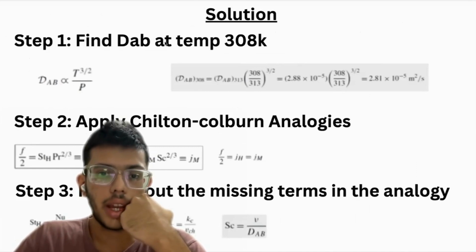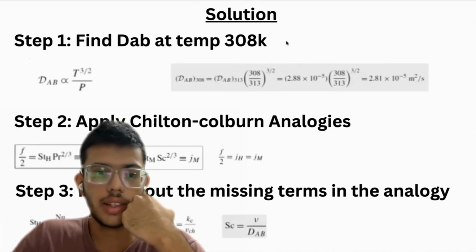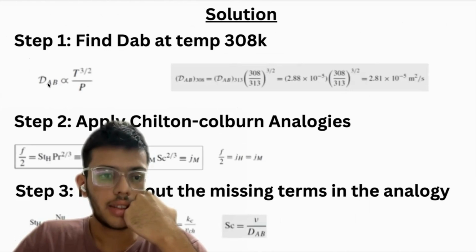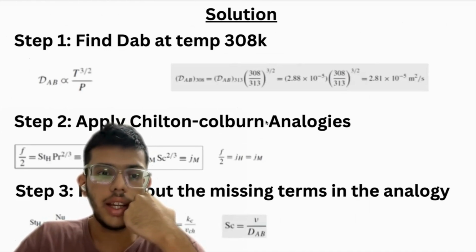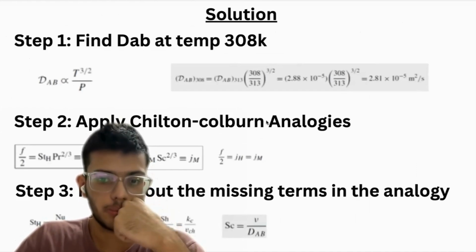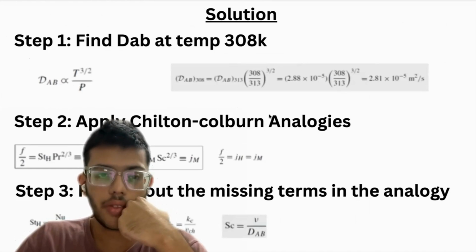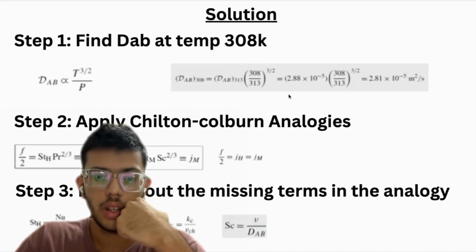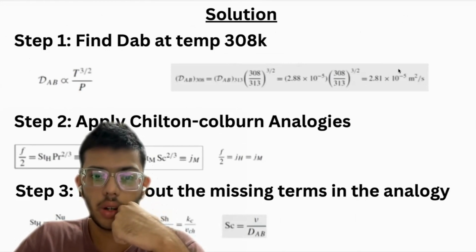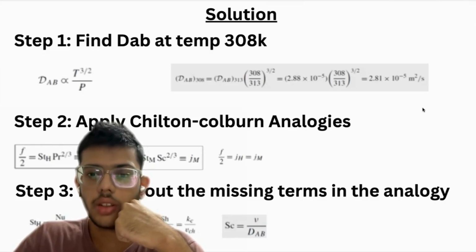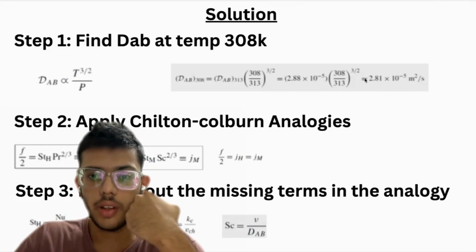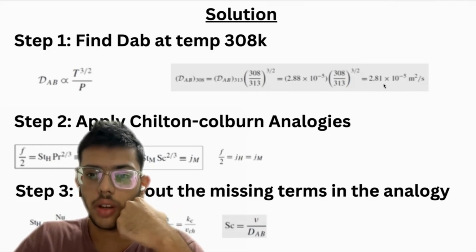Step 1 is to find the D_AB at 308 Kelvin, that is, at 35 degrees centigrade. From the relation that D_AB is directly proportional to T raised to 3 by 2 and inversely proportional to P, we get the equation that D_AB is directly proportional to T raised to 3 by 2. From this, we can find D_AB at 308 Kelvin. So D_AB at 308 Kelvin is equal to D_AB at 313 Kelvin times (308 by 313) raised to 3 by 2. And from this, we get D_AB at 308 Kelvin equal to 2.81 times 10 raised to minus 5 meters squared per second.